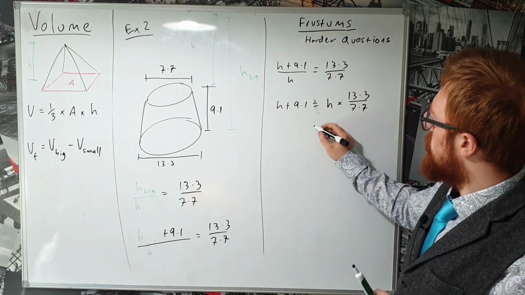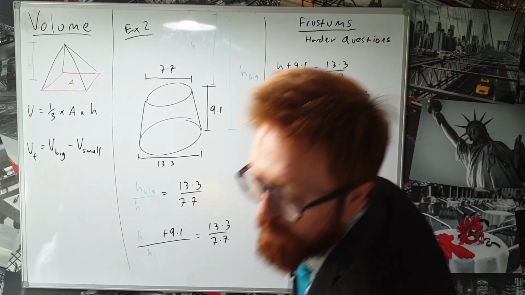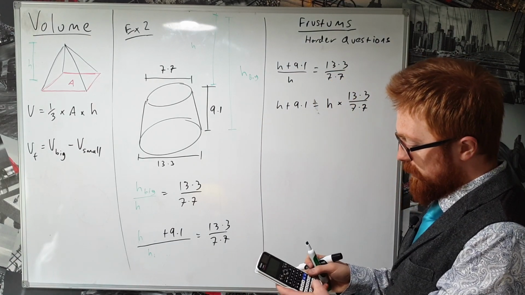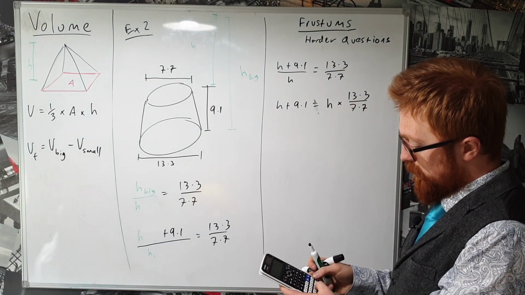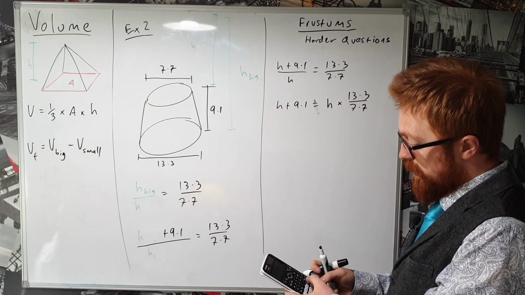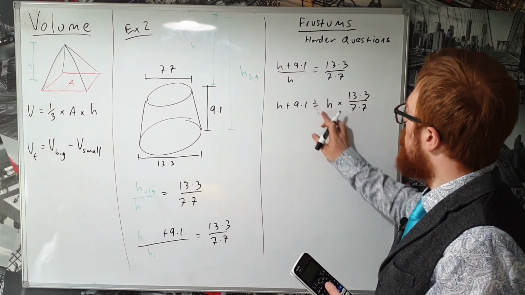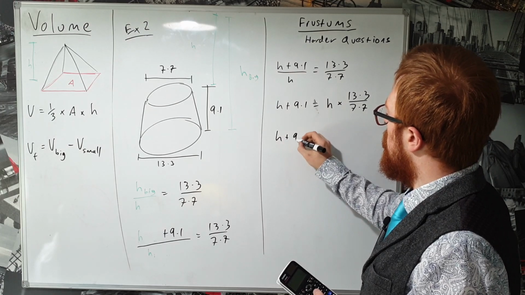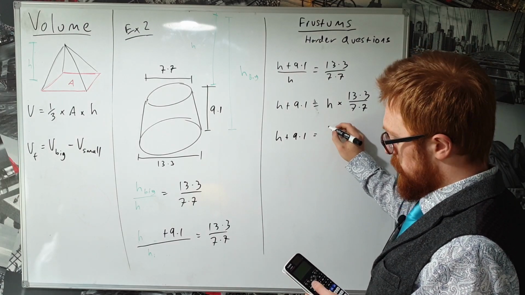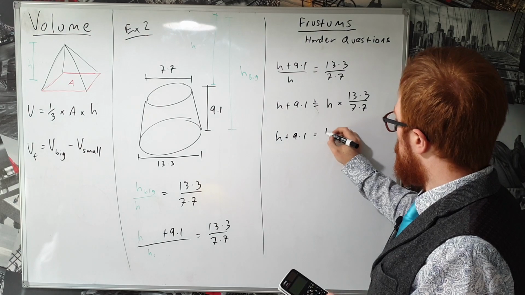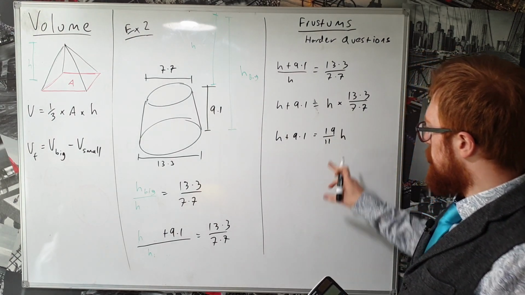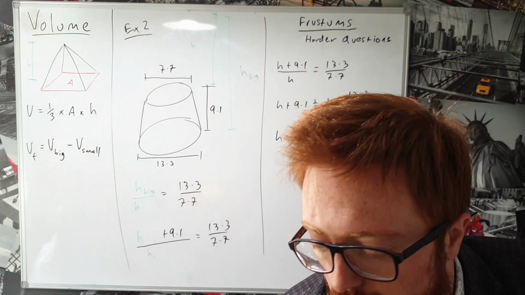Let's simplify that fraction down, 13.3 over 7.7. We can use the calculator function on our calculator. 13.3 over 7.7 simplifies down to 19 over 11. So I've got h plus 9.1 equals 19 over 11 h. Okay, so this is more than one h, importantly.